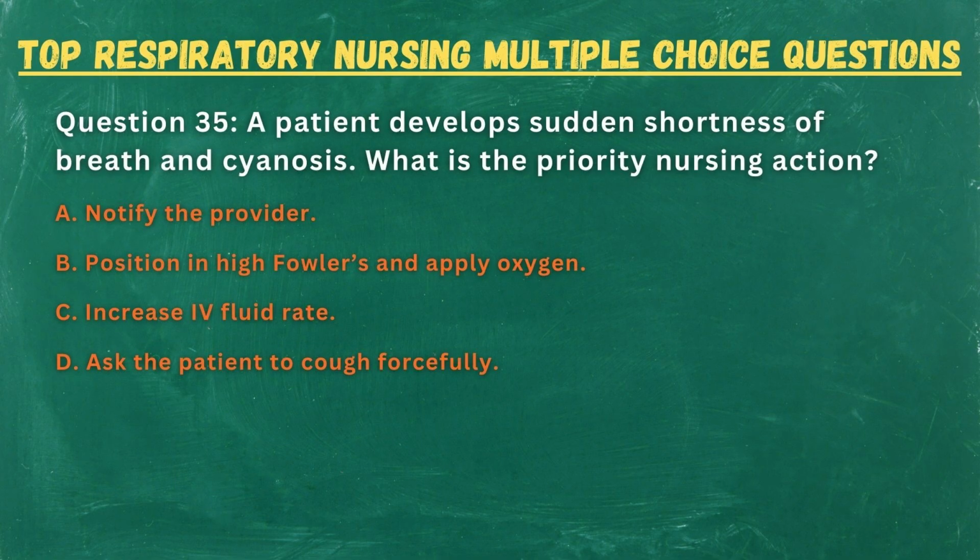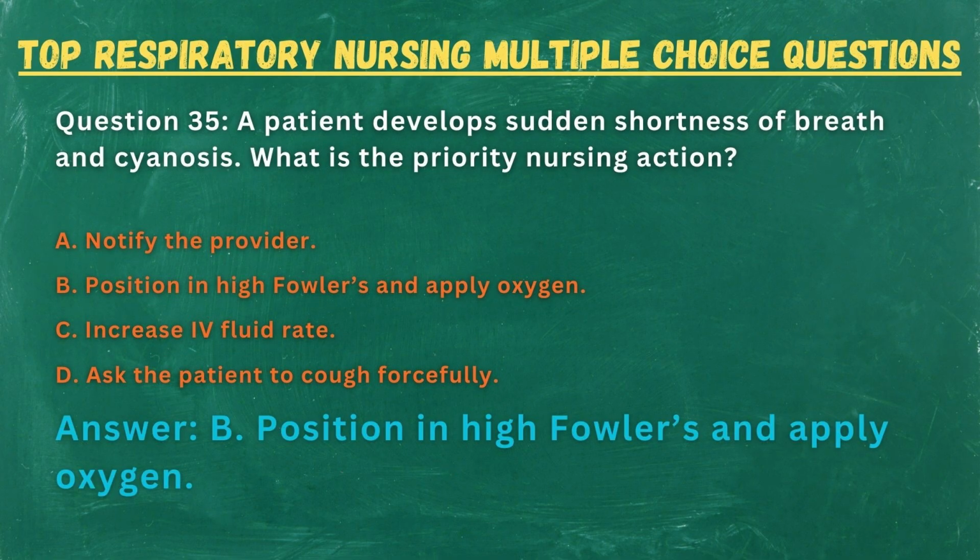Question 35. A patient develops sudden shortness of breath and cyanosis. What is the priority nursing action? A. Notify the provider. B. Position in high Fowler's and apply oxygen. C. Increase fluid rate. D. Ask the patient to cough forcefully. Answer: B. Position in high Fowler's and apply oxygen.